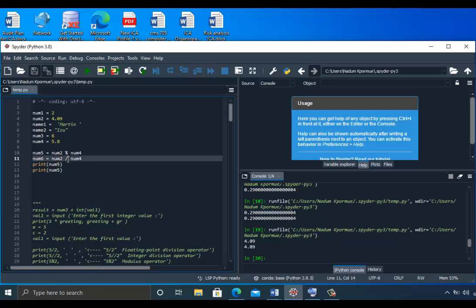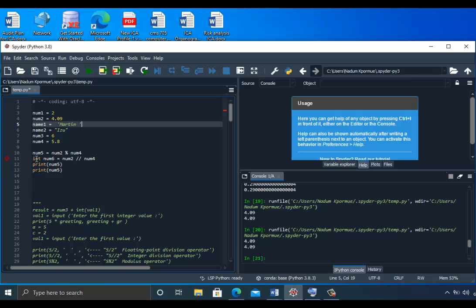Let's change this to the integer operator and see what we have. Let's force this to type integer. Okay, it won't accept it.